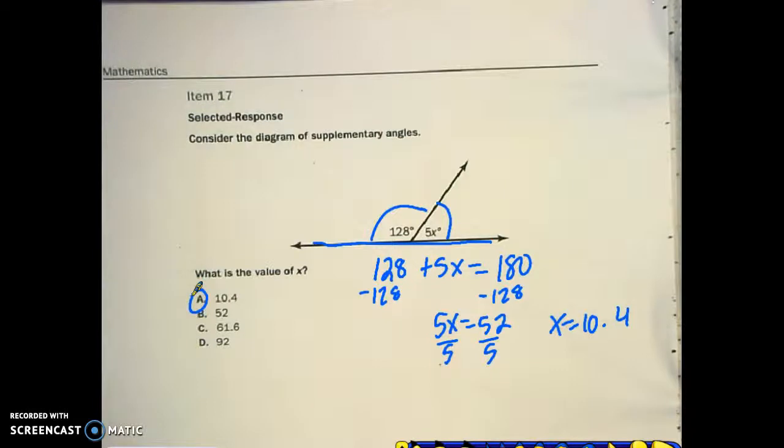If it were to ask you what is the value of the angle, 5x, then you would have to plug that 10.4 back in and solve for it. So make sure you read what the question is asking you. Is it asking you for the value of x, or is it asking you for the angle measurement? That's two different questions. You need to make sure you read it carefully so you know what the question is asking.